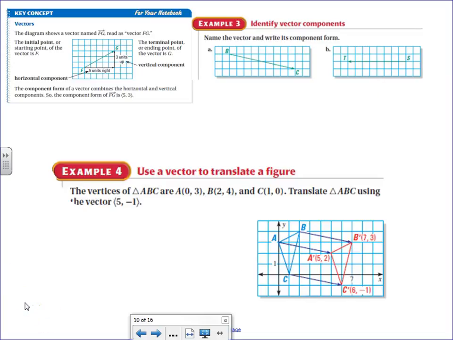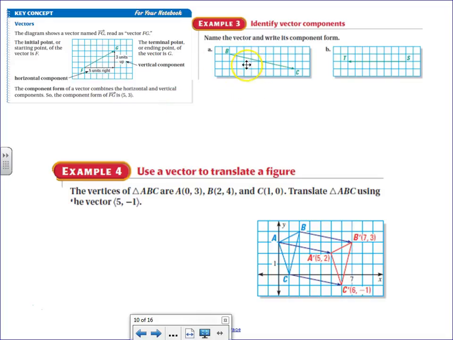All right, now that we know about vector, we can work through translating using the vector. So you can see the description of a vector, size and magnitude. So it tells us how far we are going in what direction. So in this case, this vector FG, we have the initial point F, the terminal point or ending point G, tells us we're going 5 units right and 3 units up. So we use the component form of vector FG is <5, 3>.